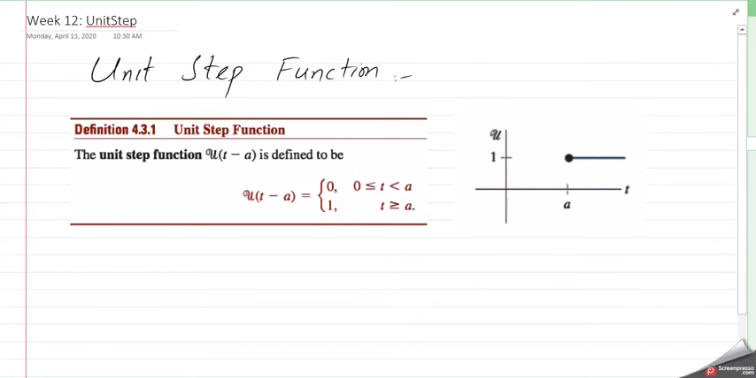For a certain time, it remains 0. So between 0 and a, the value of the function is 0. Let's say t is the time axis and a is some time. So up to a certain time, the answer is 0. And after that time, the answer is 1. And it remains 1 forever. So it has only two values.